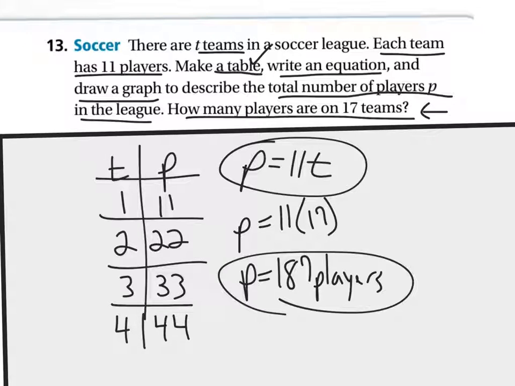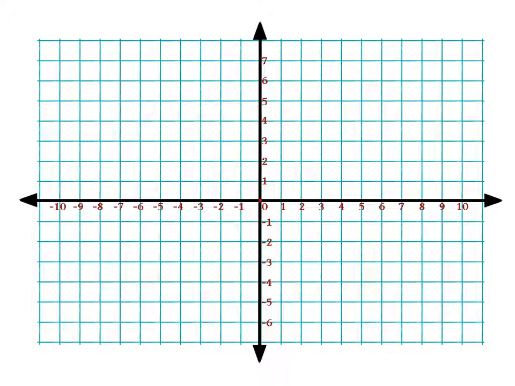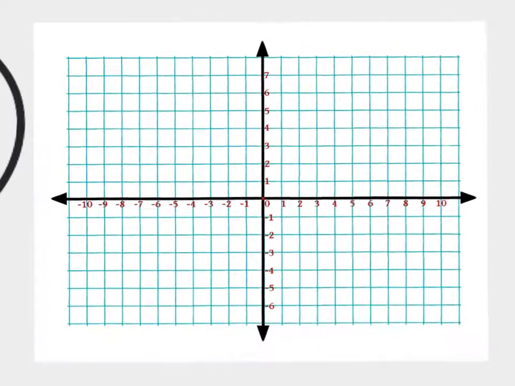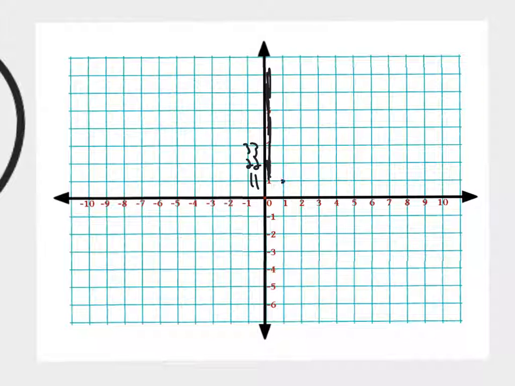And again, when you go to graph this, since we're going by 11s anyway, you can just make your graph go by 11s. That would be fine. So again, if we just want to ignore these numbers here, we can just go by 11s. So one team has 11 people, 2 has 22, 3 has 33, and so on.